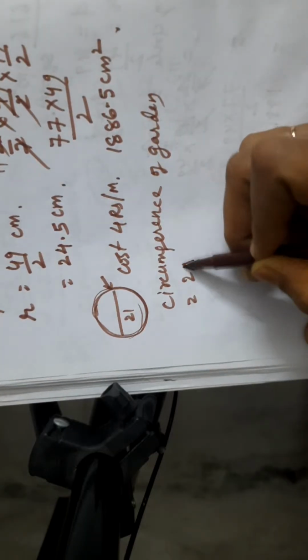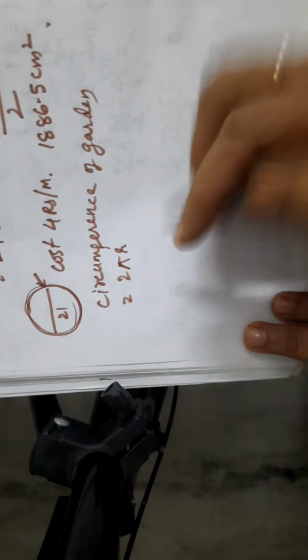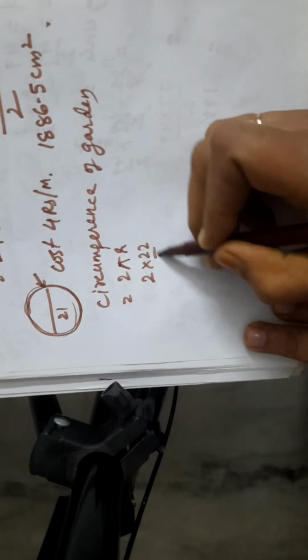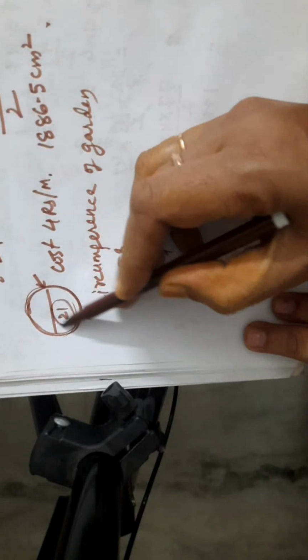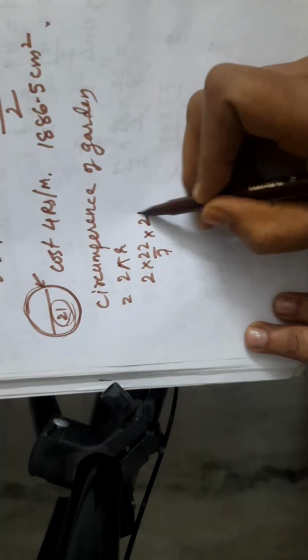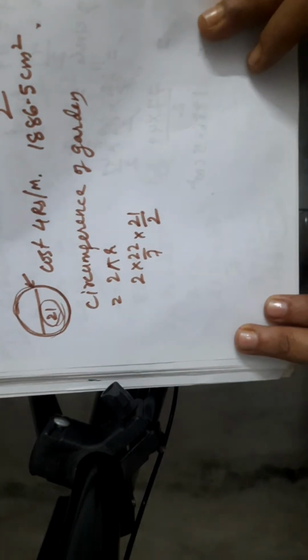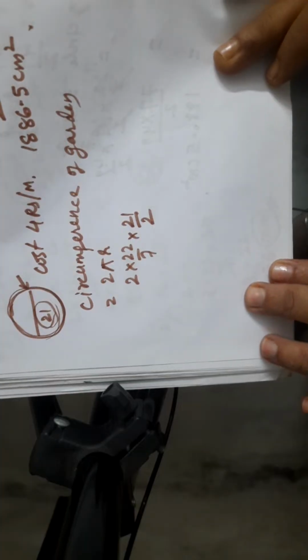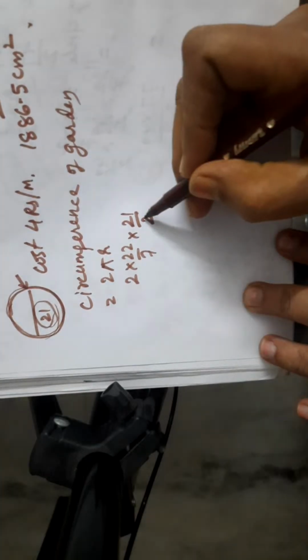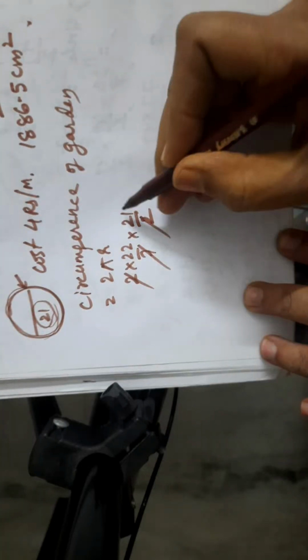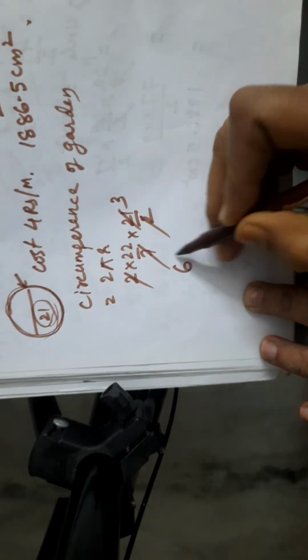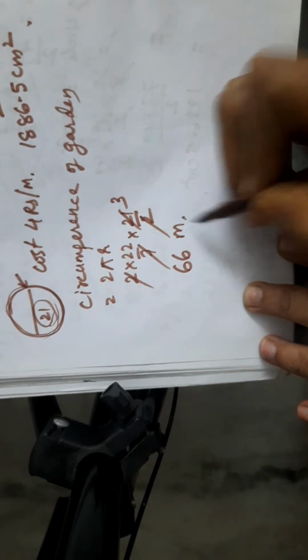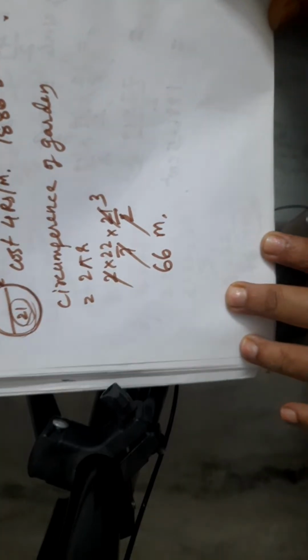Formula 2 pi r. So it's 2, pi is 22 by 7. Radius is half of diameter, so we can write it as 21 by 2. Instead of having decimals, keep it in fraction so that you can easily go for cancellation. Here, 2 got cancelled. 7 3s are 21. So it's 66 meter. Now he's making 2 rounds.